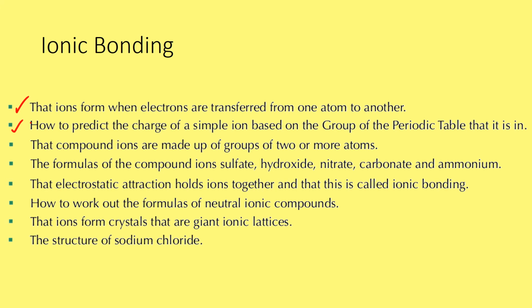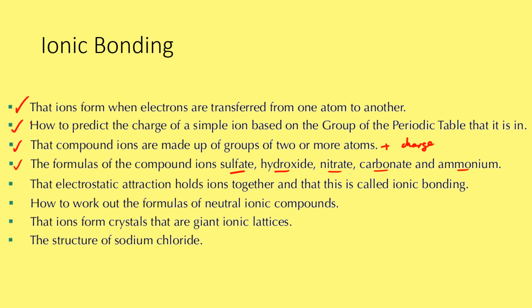Thirdly, compound ions. We looked at a few compound ions. We saw that they were groups of 2 or more atoms that had a charge. Right, so I'm just going to write plus charge in there, because they're not ions, of course, unless they have a charge. And we mentioned that. We also looked at the formulas of those compound ions. We looked at sulfate, SO4 2 minus, hydroxide, OH minus, nitrate, NO3 minus, carbonate, CO3 2 minus, and ammonium, NH4 plus. Yeah, so we went through all of those.